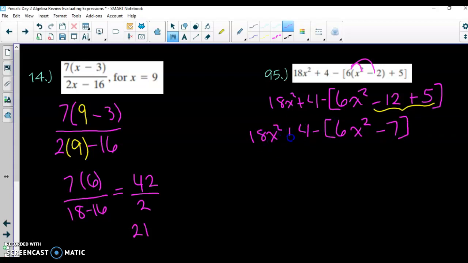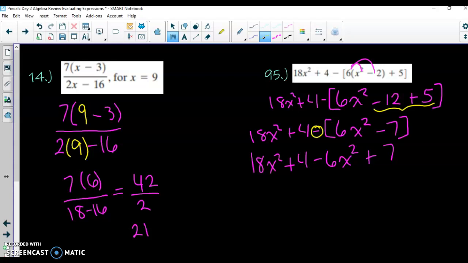Now what we're going to do is we have this negative symbol. This is a key. That negative is going to go to the 6x squared as well as a negative 7. So we're going to have 18x squared plus 4. Instead of having a positive 6x squared, it's going to be a negative 6x squared. We have a negative, that negative, and then a negative 7. That's going to cancel out, and it's going to be a positive 7, because a negative times a negative is a positive. Now we look at combining like terms.